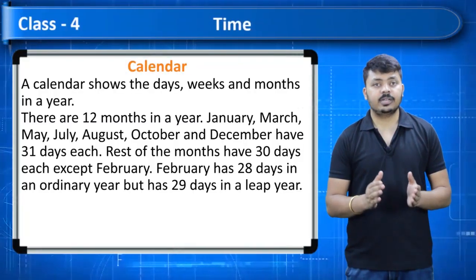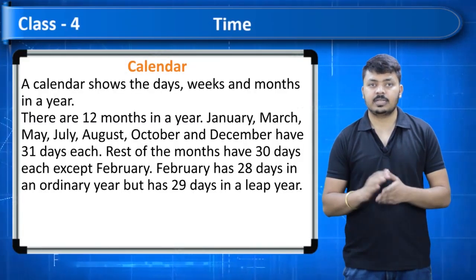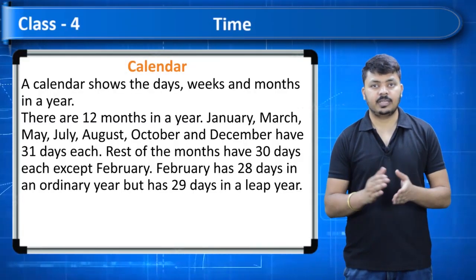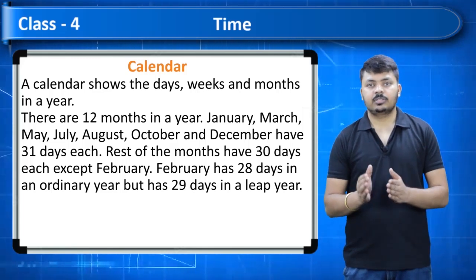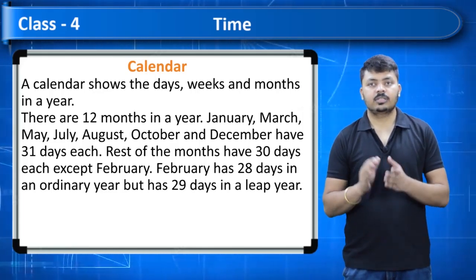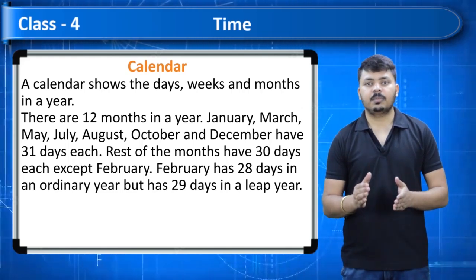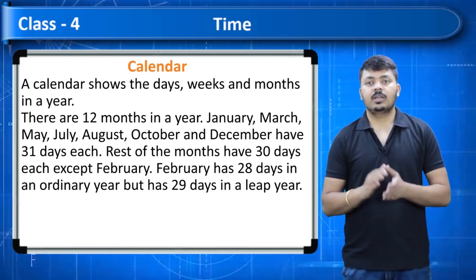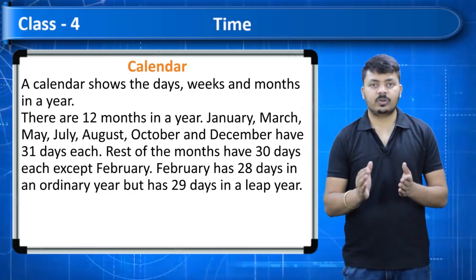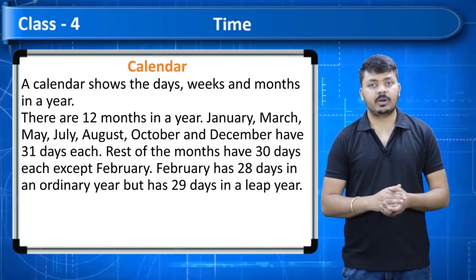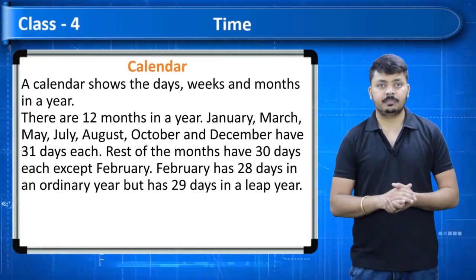Calendar. A calendar shows the days, weeks and months in a year. There are 12 months in a year: January, March, May, July, August, October and December have 31 days each. The rest of the months have 30 days except February. February has 28 days in an ordinary year but has 29 days in a leap year.